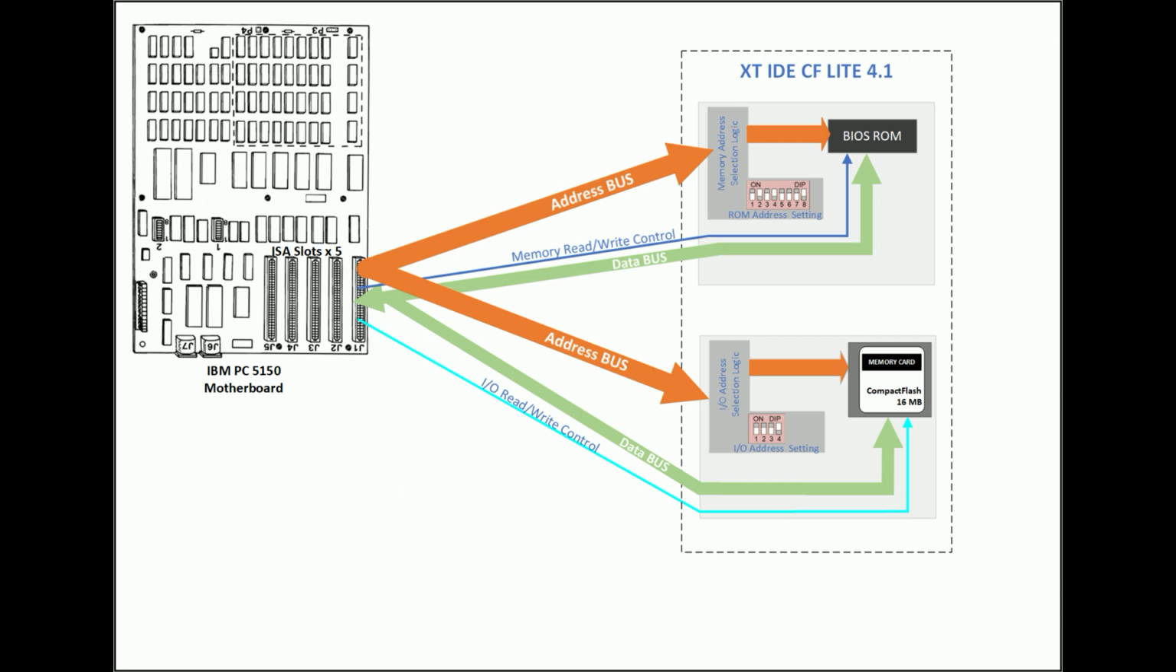To do that, you need the XTIDE bin file, which is the new ROM firmware, plus the XTIDE configuration executable. You have to do this in DOS. It doesn't work in Windows.